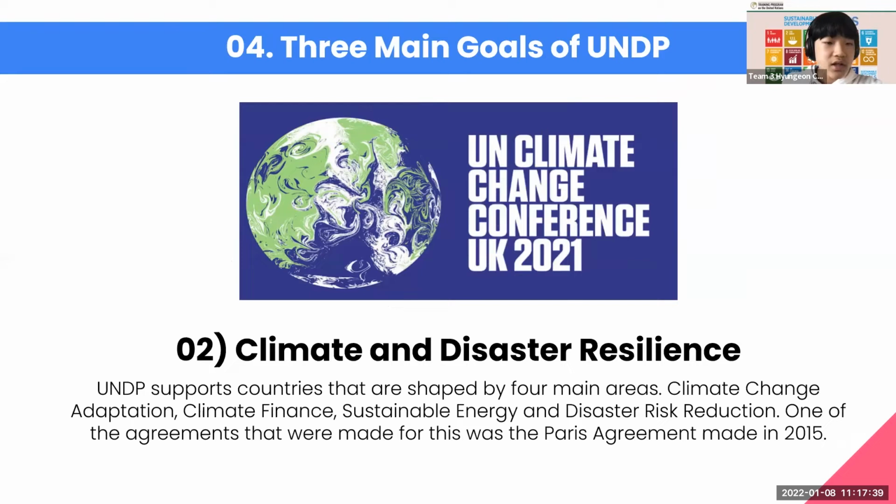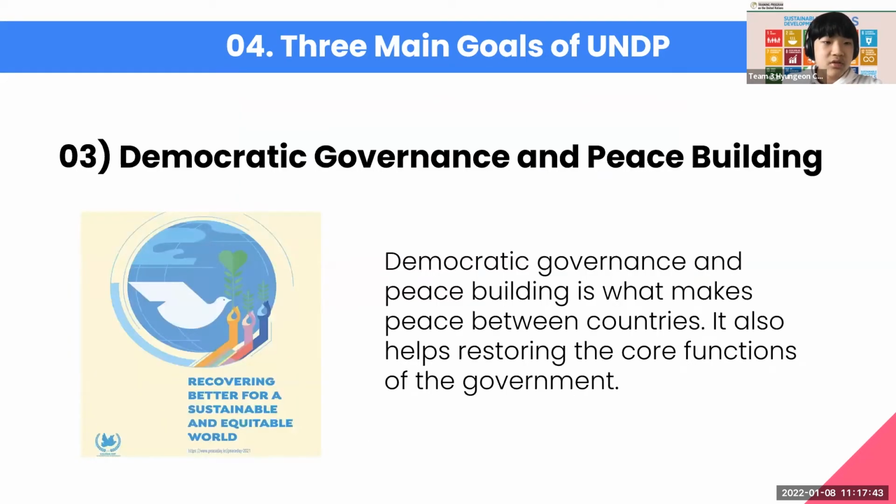For democratic governance and peace building, it's what makes peace between countries. It also helps the core function of the government. This is in charge of the peace in the world, and this is very important because if two countries fight, then the gunpowder gas and the factories that are making guns will make more greenhouse gas.